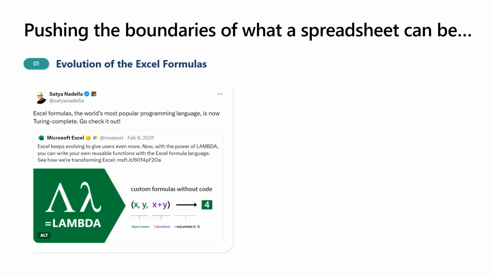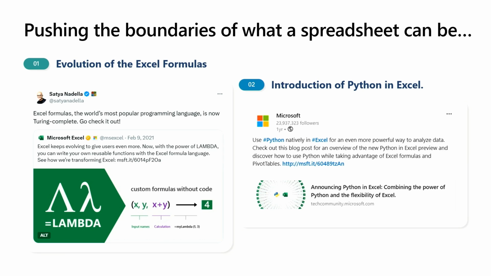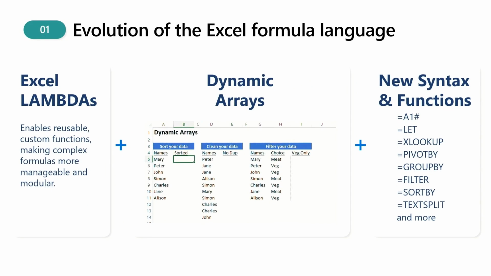So with innovations such as Lambdas, Excel now essentially can compute any calculation directly in the Excel grid, therefore being Turing complete. The second innovation I want to talk about is the introduction of Python in Excel to the Excel grid, which brings the world of Python analytics directly into the hands of hundreds of millions of Excel users. Let's talk about formulas for a second.